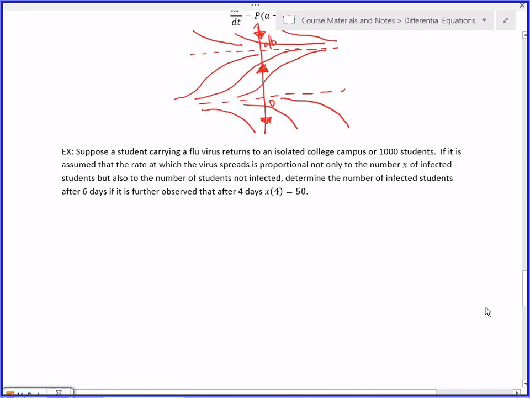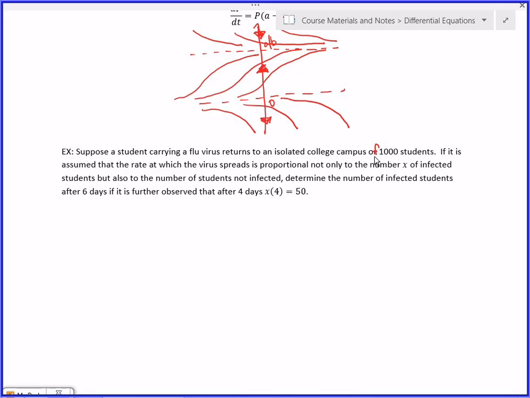Okay. Suppose a student carrying a flu virus returns to an isolated college campus of 1,000 students. If it is assumed that the rate at which the virus spreads is proportional not only to the number of infected students, but also to the number of students not infected, determine the number of infected students after 6 days. If it is further observed that after 4 days, 50 people are infected.